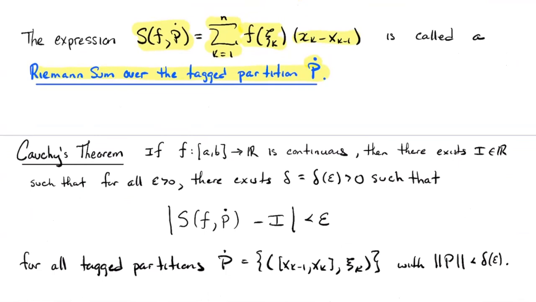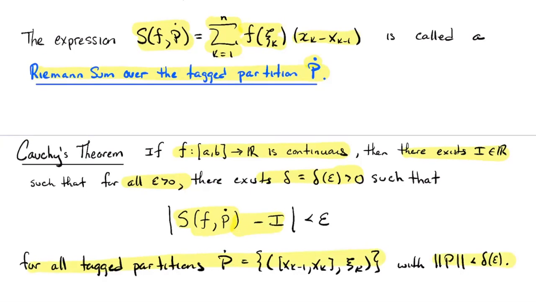So in that brand new terminology, maybe you want to stop for a second and review it, because I'm just going to start using it now. But here's what Cauchy's theorem is saying. If you take a continuous function on the closed interval, there's some number I, so that for every epsilon, you can find a delta. I'm emphasizing that delta depends on epsilon, such that the Riemann sum, S_f(P dot), of the tagged partition differs from I by less than epsilon for every tagged partition of the interval from a to b whose norm is less than delta.